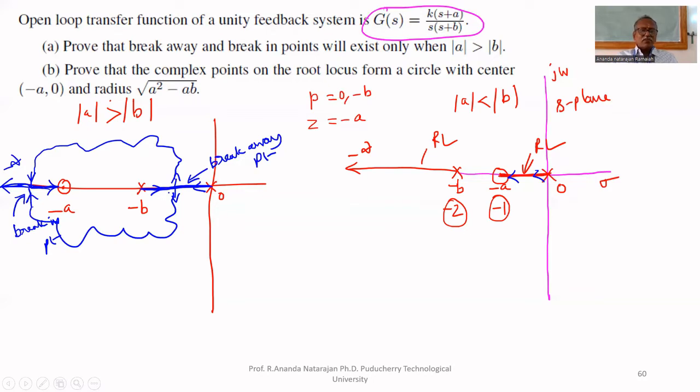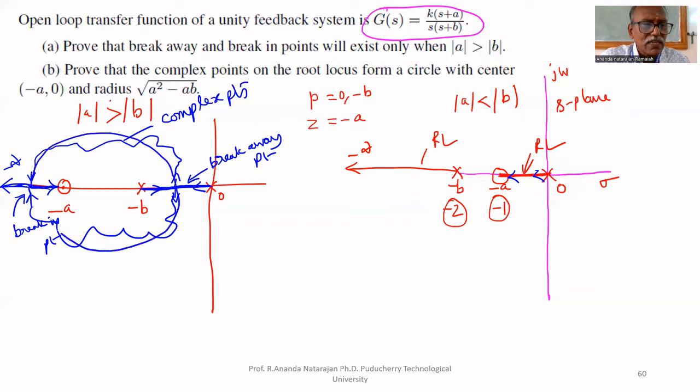But the second part of the question is to prove that the complex points, these are all complex points. If it is not on the real axis, then it is called complex points. The complex points form a circle. We have to prove that it forms a circle.